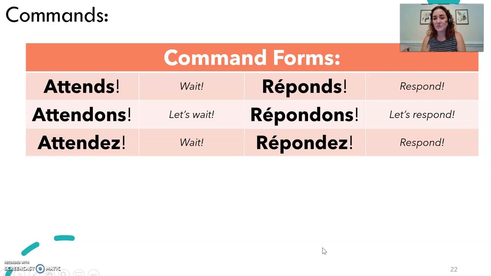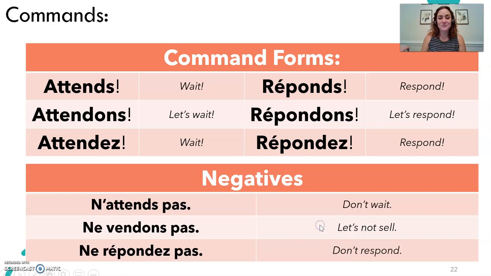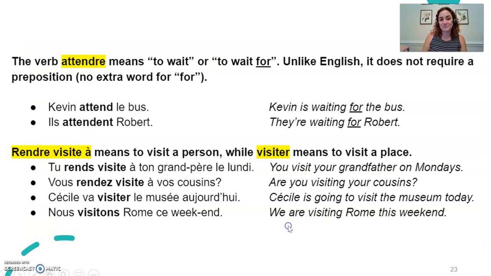To make these into command forms, you just use the form of the verb minus the subject pronoun: attends, attendons, attendez, réponds, répondons, répondez. To make them negative, put ne pas around your command form.